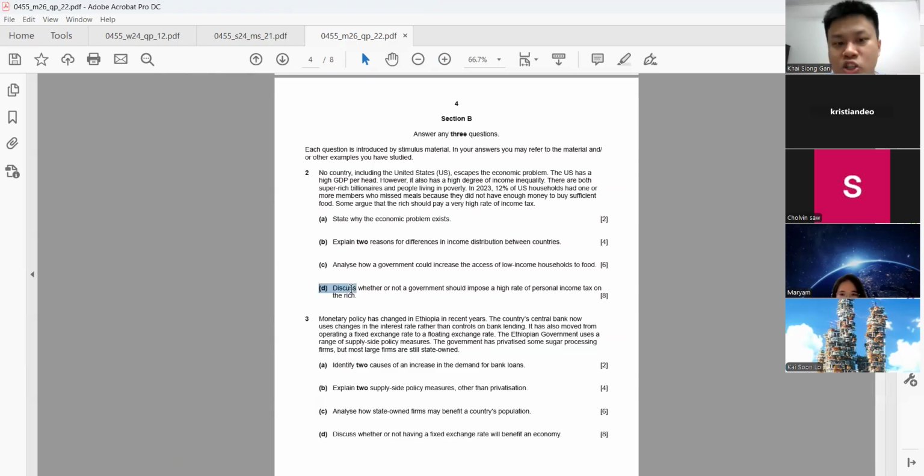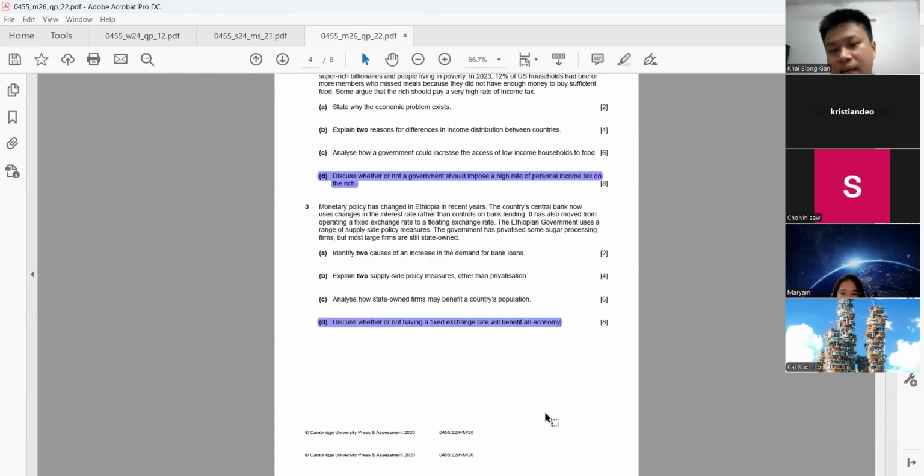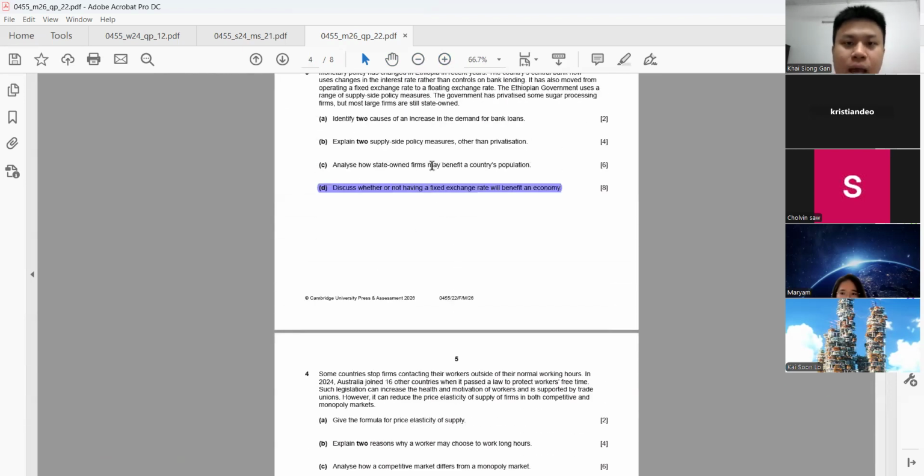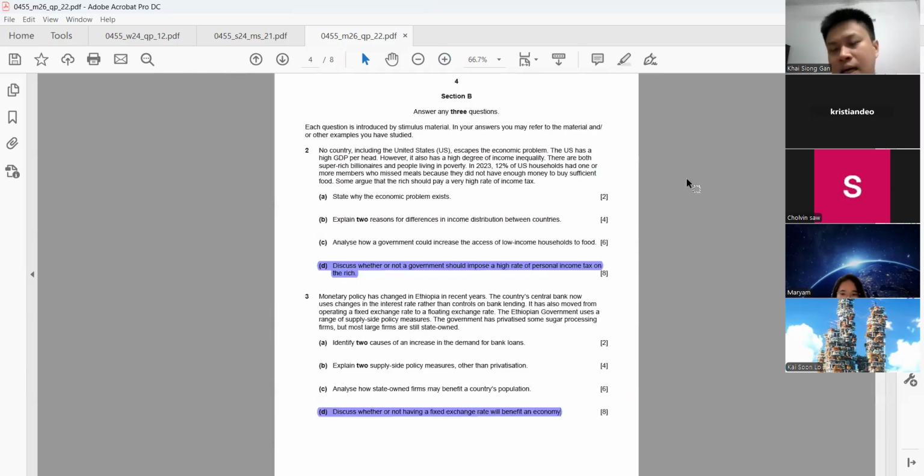What if all the questions that carry 8 marks are all macro questions? Then you have a problem. Sometimes it depends on luck. We're not sure what kind of question you will be getting. But one thing I must mention is that I can see until today, some of you still do not do very well when it comes to a macro question.